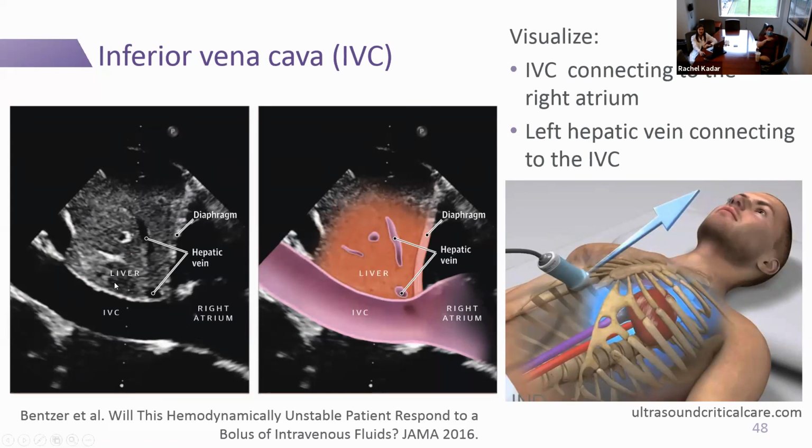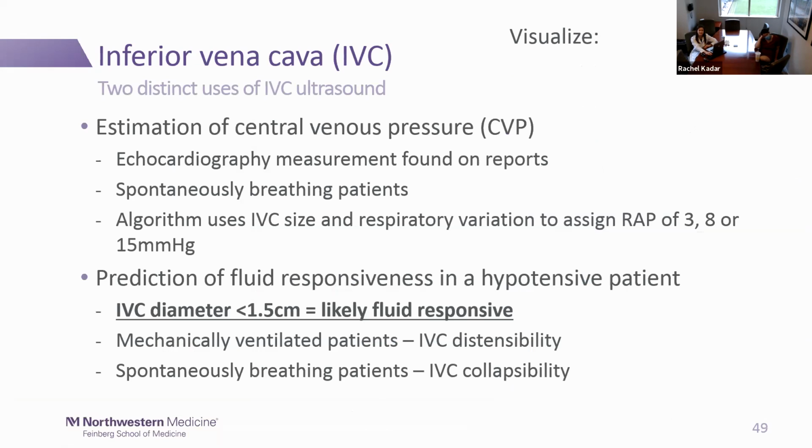The other thing is when you have an IVC, you'll see liver on both sides. The left hepatic vein coming down can help ensure that you're not looking at the right hepatic vein and thinking it's the IVC, which could potentially happen in a cirrhotic patient who might have dilated hepatic veins. So when we talk about IVC, there are actually two distinct uses of IVC in ultrasound, and these are the estimation of central venous pressure, or CVP, and the prediction of fluid responsiveness in a hypotensive patient.